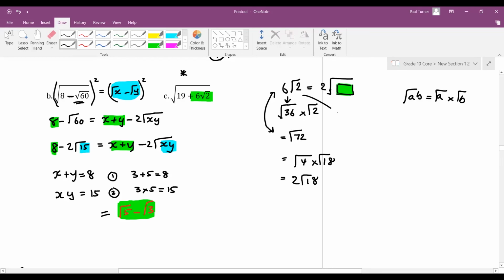Another way you can think about that: 6 root 2 is the same as root of 6 squared times 2. So this is an important relationship you can remember. Bring your 6 under the root sign, but square it. Now these are equal. That's another way to think about it. So the number we want is 2 root 18. So let's erase that. 2 root 18. Need a bit of space.